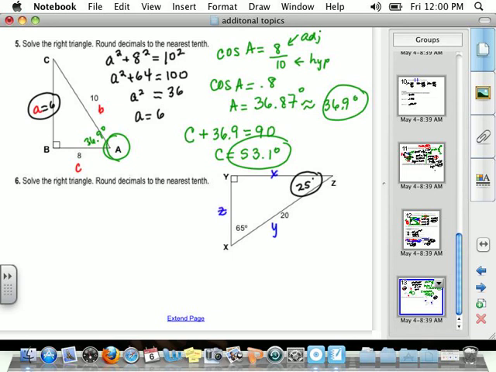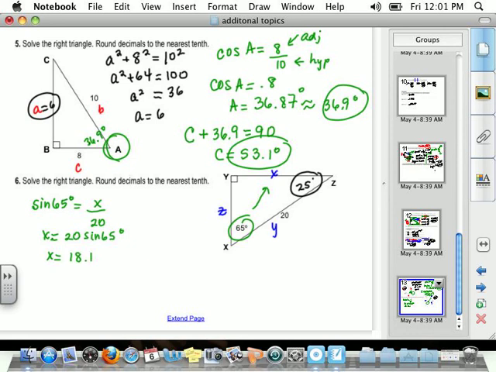So solve the right triangle, round decimals to the nearest tenth. All right, so the first thing is real easy. How do you find the other angle? 180 minus 90, so that would be 90, minus 65, so you get 25. So angle Z is easy. All right, so we know Y, little y. We need to find X. We need to find little z.